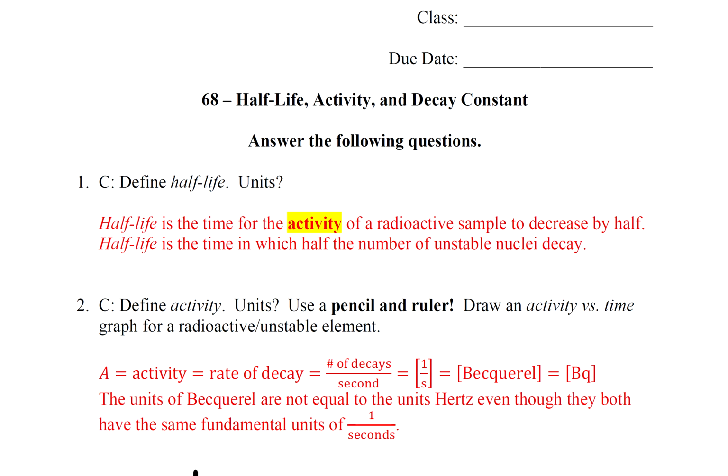Question 17. Strontium-90 has a half-life of 28.8 years. Suppose that you have a sample of strontium-90, which has a mass of 45.5 grams. Part A, how many atoms will the sample initially contain? Here's your answer. Part B, what will be the decay constant of this isotope in decays per second? Here's your answer.